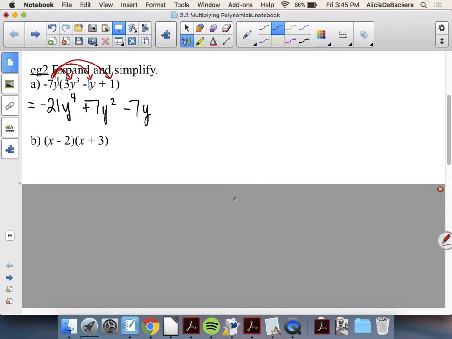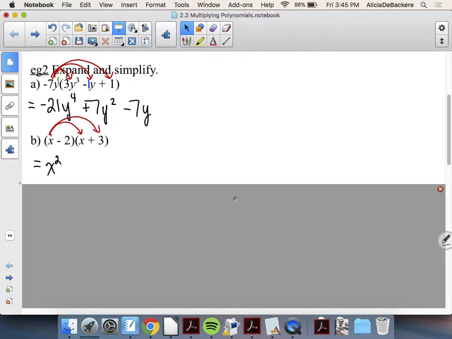I think of taking that x, and I need to multiply everything in the second bracket by that x. So I'm going to multiply the x by the first term in the second bracket. X times x gives me x squared. And then I'm going to multiply that x again, but by the second term in the second bracket. So x times 3 is positive 3x.